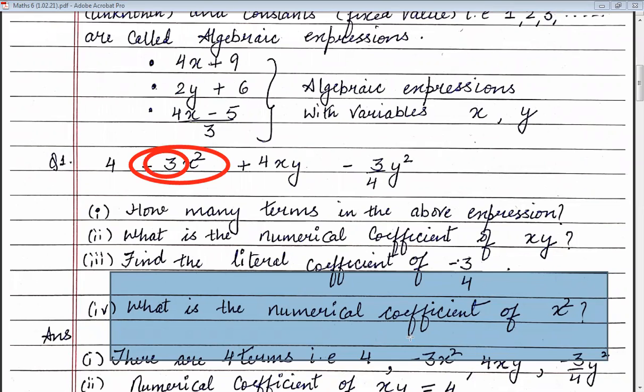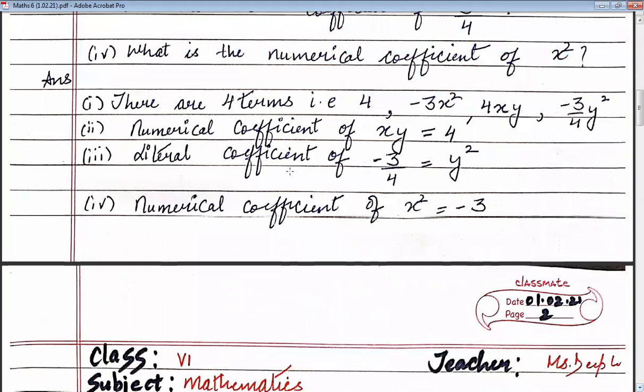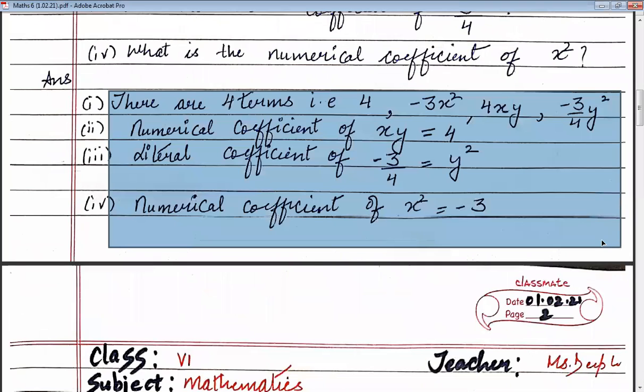So what is your answer? Minus 3 is the numerical coefficient of x square. Is it clear, children? Now the answers are written here. You can check your answers here also. Okay, students? So we have discussed our question number 1.